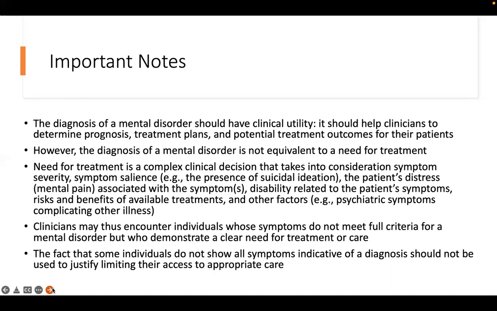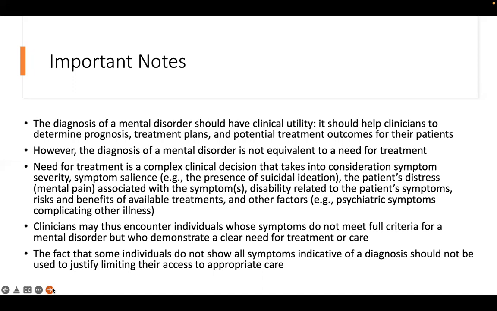But just because somebody has a diagnosis, so let's say you go through assessment and come to the conclusion, in consultation and collaboration with your client, that they have a diagnosis, that doesn't mean they need treatment. Treatment is very complex. Some things you should consider are symptom severity and symptom salience, such as the presence of suicidal ideation. How distressed is the client about this?